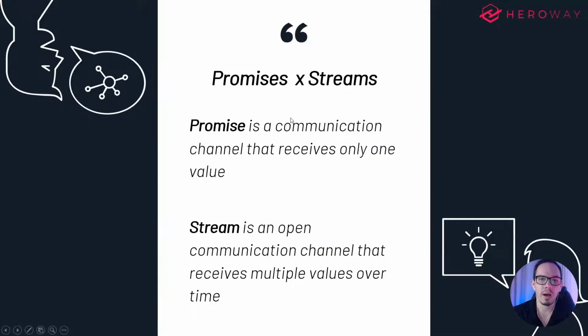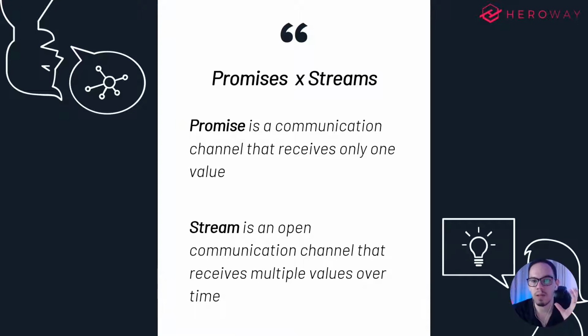Okay, so the first thought that you might have is: what are the differences between streams and promises? And we have one major difference between these two. A promise is a communication channel that receives only one value. So we call a promise and we have just one value as a return. And a stream is a little bit different. Once we have one call, many values can be received.